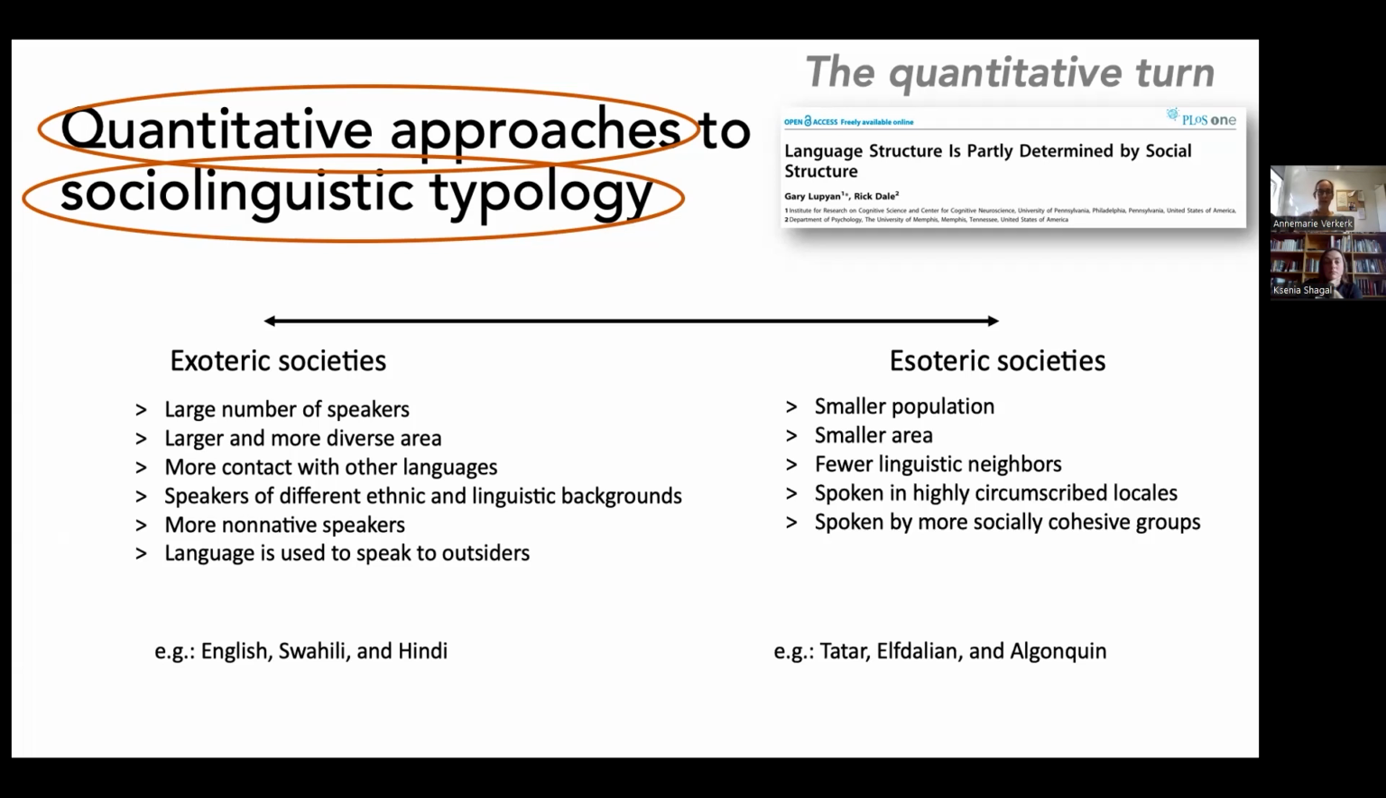And then on the other hand, we have esoteric societies. We have a smaller population, a smaller area, fewer linguistic neighbors. Generally, the language is spoken in highly circumscribed locales. So there are particular political or cultural settings in which the language is used. And the groups are generally more socially cohesive, right? So this is very much in line with what Custers was saying about type 1 versus type 2 communities, and of course also what you guys have discussed already about Trudgill. This goes into what he has discussed in terms of cohesiveness and size and the input of second language learners as well.